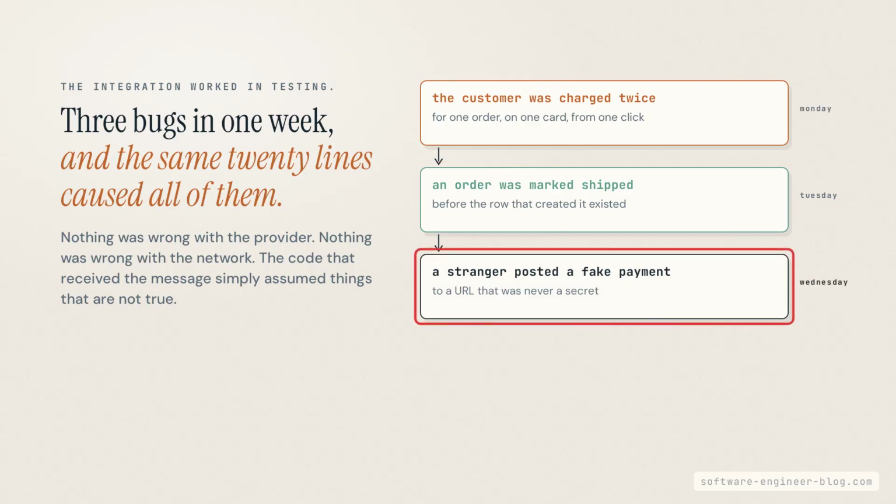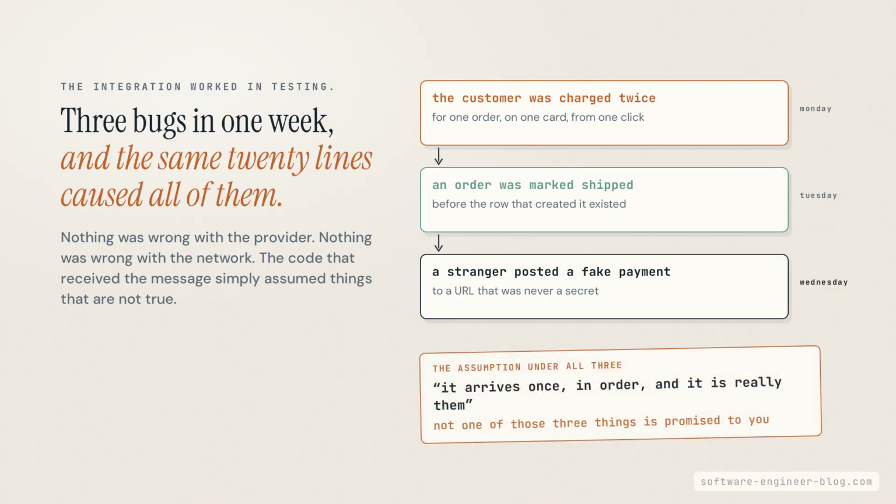Nothing was wrong with the provider. Nothing was wrong with the network. The same 20 lines of your own code caused all 3, because that code assumed 3 things: that the message arrives once, that messages arrive in order, and that the message is really from them. Not one of those 3 is promised to you. Sending a webhook is easy. Everything hard about this subject is on the side that receives it.